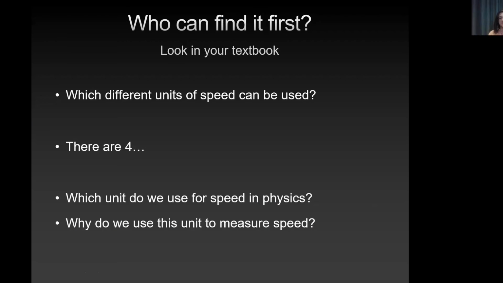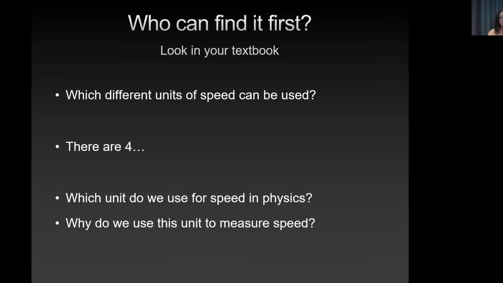Which unit do we use for speed in physics? When you see the word unit, it refers to the SI unit, or System International unit, that you have to use. And this refers to the meters per second that we learned from before. And the last question on this page: why do we use this unit to measure speed? We use this unit because in our calculation, we are dividing meters, which is length, by seconds, which is time. So in your final answer, you have to add meters per second to tell me what you divided by.